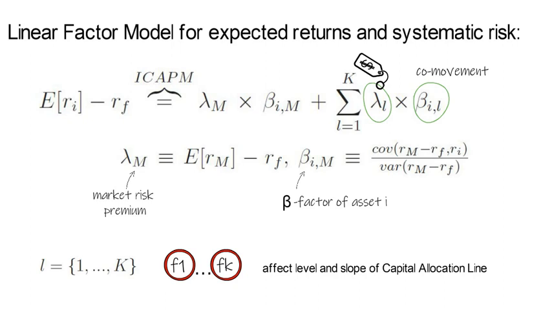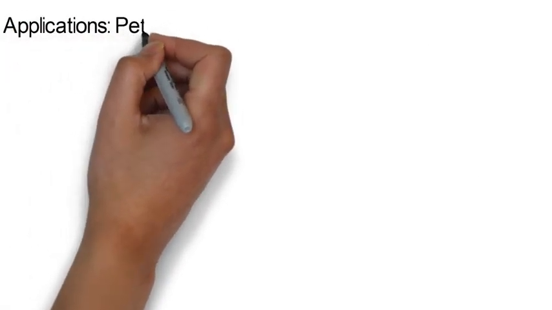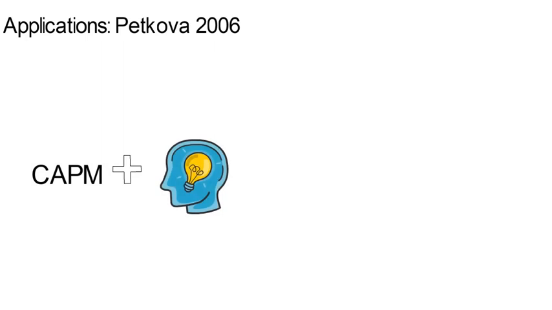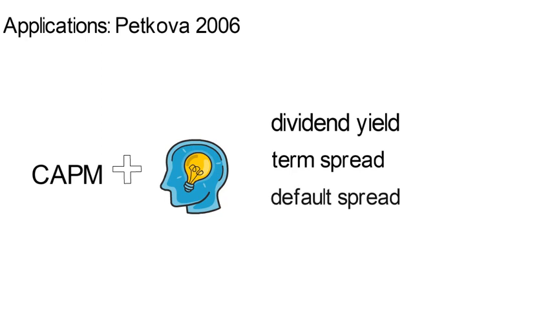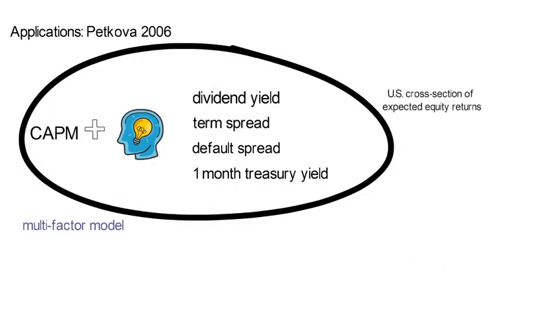So, one of my favorite applications of that I-CAPM setting is the 2006 JF paper of Professor Petkova. Now, Petkova shows that a linear multi-factor model that extends the I-CAPM by innovations to the dividend yield, innovations to the term spread, innovations to the default spread, and innovations to the 1-month treasury yield captures the US cross-section of expected equity returns better than the Fama-French three-factor model.